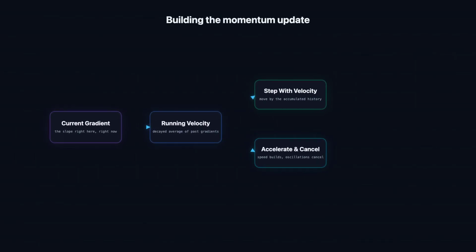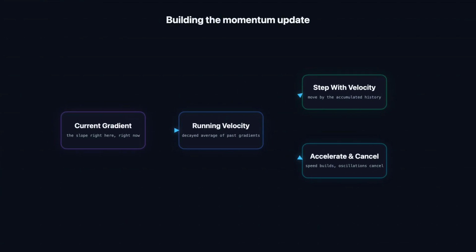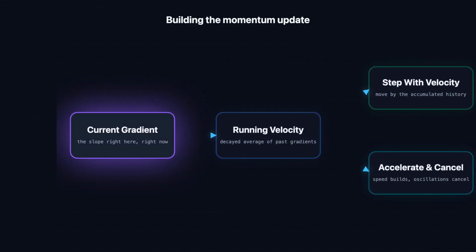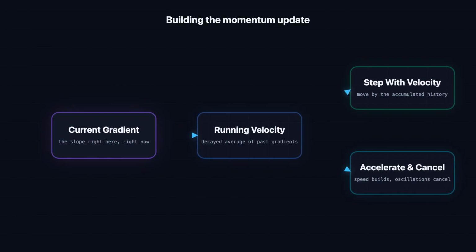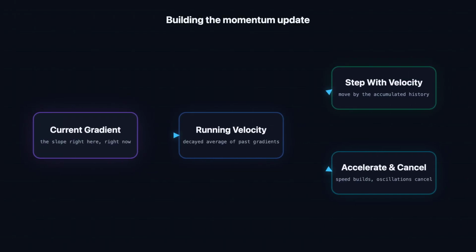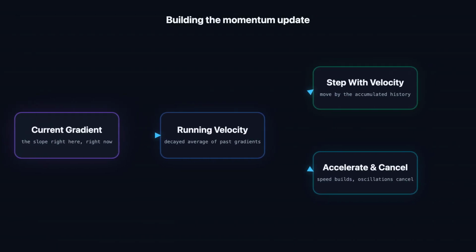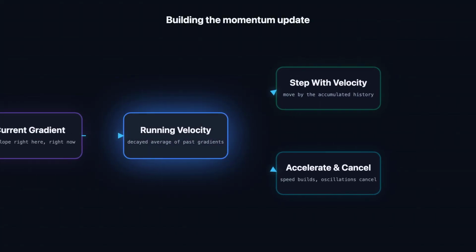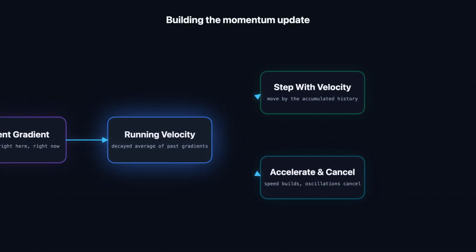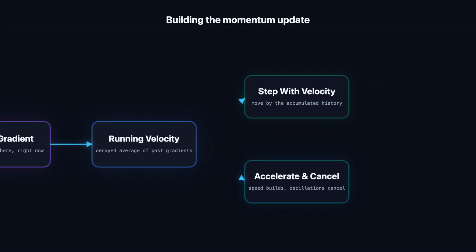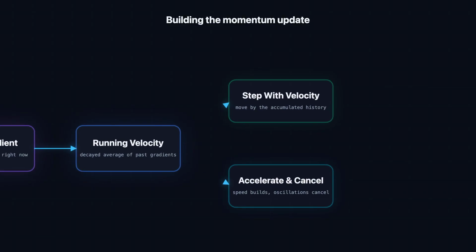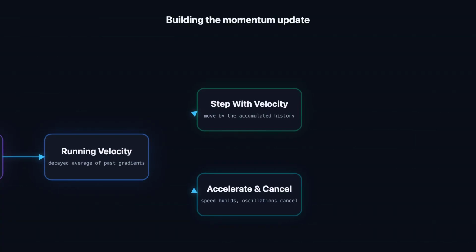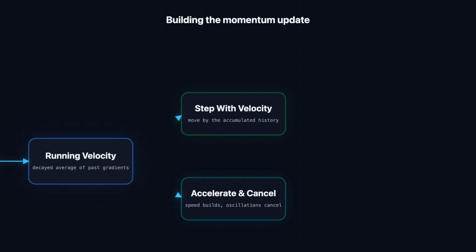Look, mechanically this is a small change to the update rule, but the effect is huge. Let's build it one piece at a time. Start with the current gradient computed exactly as before. On its own, plain gradient descent would just step along this and nothing else, forgetting every direction it has taken before this very moment. Now blend that gradient into a running velocity. We keep an exponential moving average of past gradients, decayed by a coefficient, usually around 0.9, and fold the new gradient into it. That velocity remembers where we have consistently been heading.